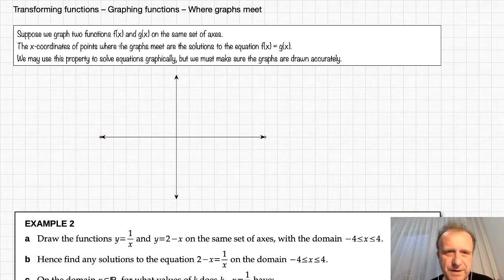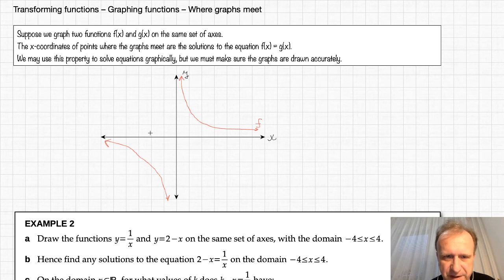Transforming functions, graphing functions, where graphs meet. Okay, so suppose we have a set of axes like this. This is the x-axis, this is the y-axis, and imagine we have two functions, f of x and g of x. Let me use red color to show the graph of the function f of x. Imagine this would be the function f, okay? And imagine you have a different graph.